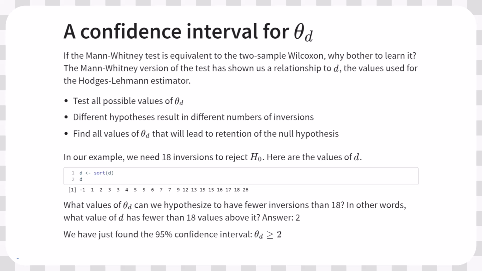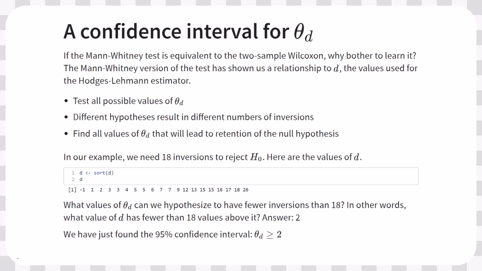We test all possible values of theta sub d. Different hypotheses result in different numbers of inversions, and we find all the values of theta sub d that will lead to retention of the null hypothesis. That is, we invert the hypothesis test. In our example, we need 18 inversions to reject the null hypothesis. Here are all the values of d that have been sorted. And I sorted them for a good reason, as we will see.